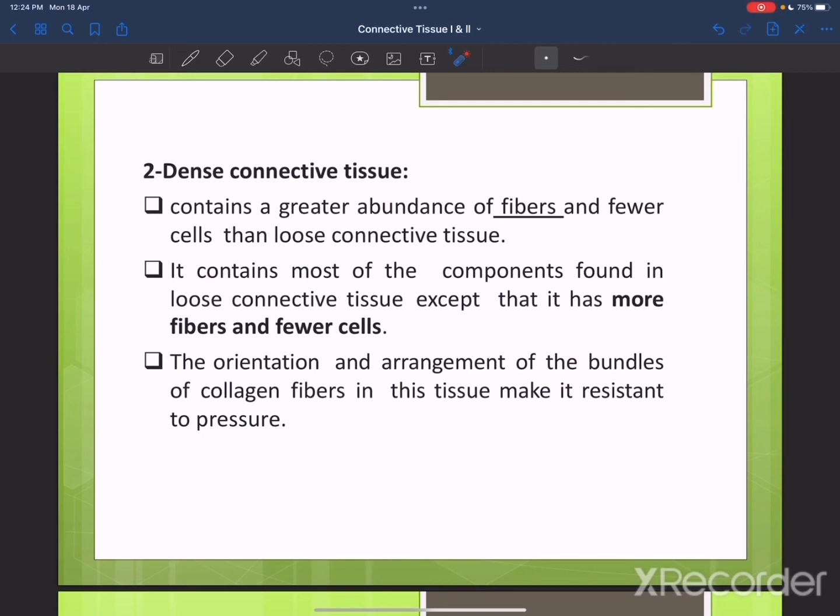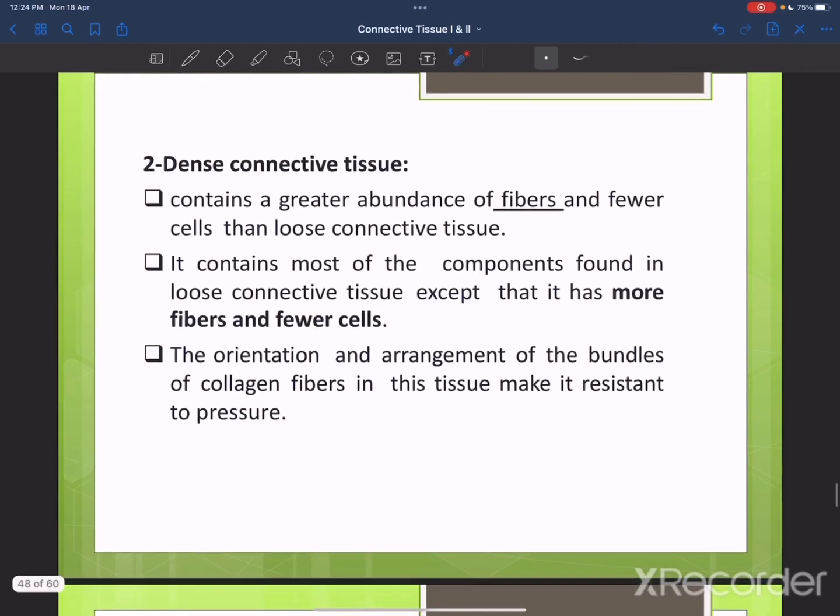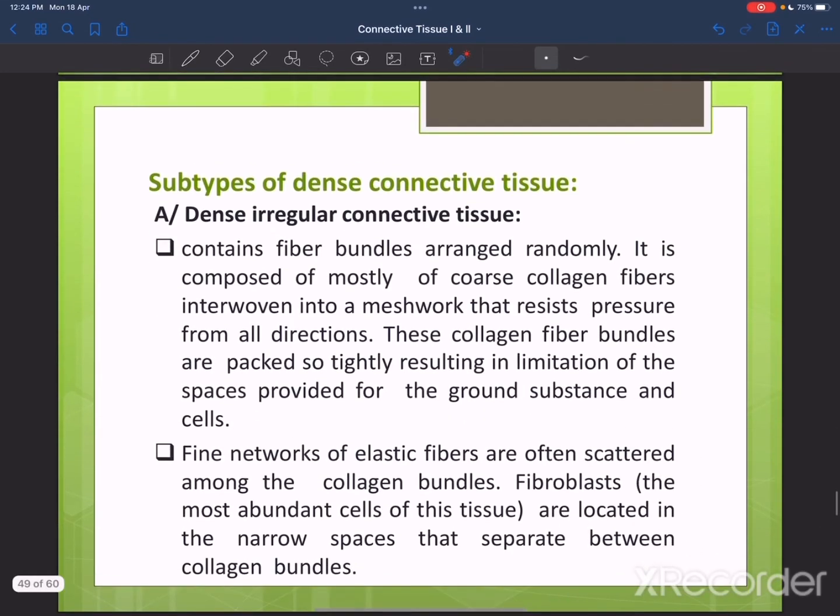It looks like a dense or compact tissue. It contains most of the components found in the loose connective tissue, except that it has more fibers and fewer cells. The orientation and arrangement of the bundles of collagen fibers in this tissue make it resistant to pressure. The subtypes are dense irregular connective tissue and dense regular. The irregular one contains fiber bundles arranged randomly.